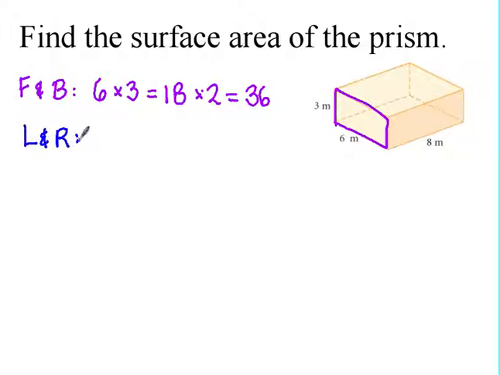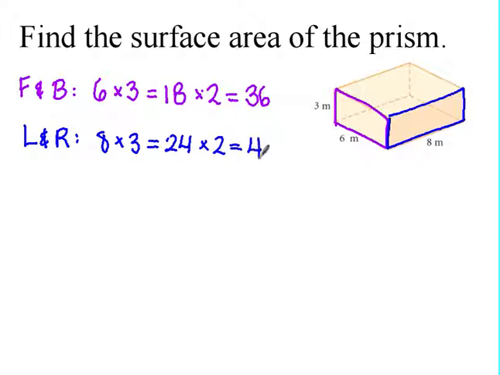Now I'm going to do the left and the right. Those are the sides. So here's going to be the left and the right. What are the dimensions of that? 8 times 3, which is 24, times 2 is 48.